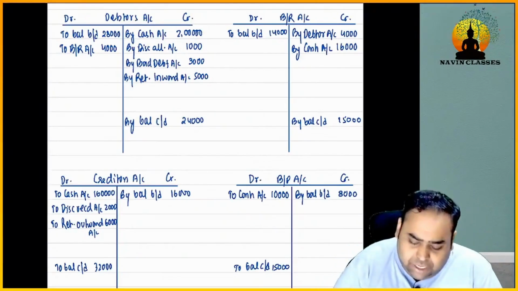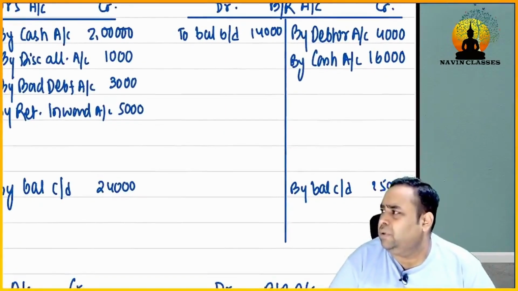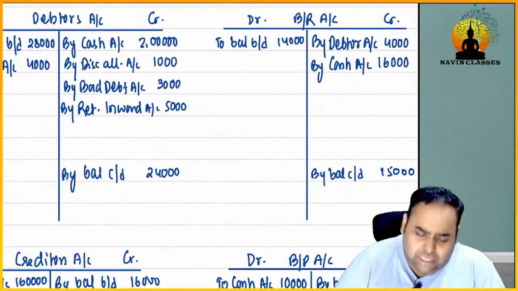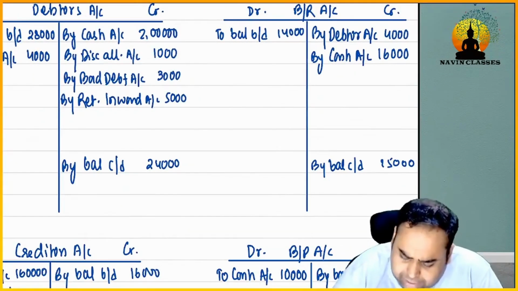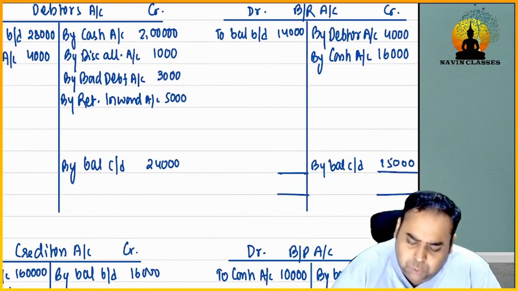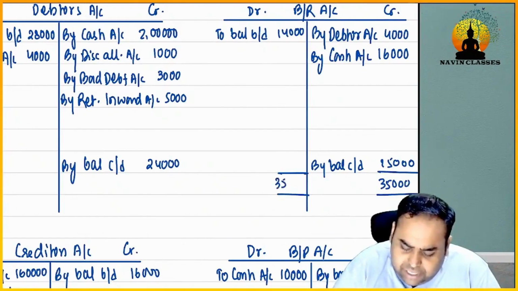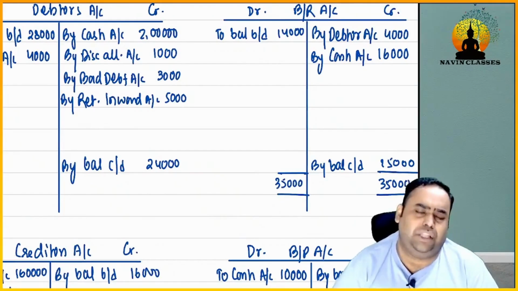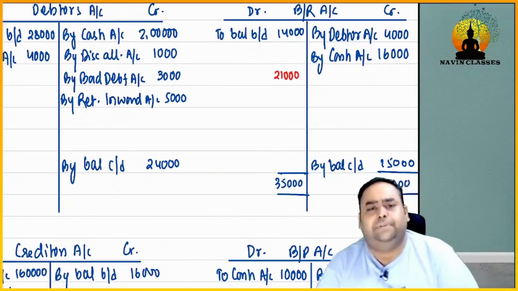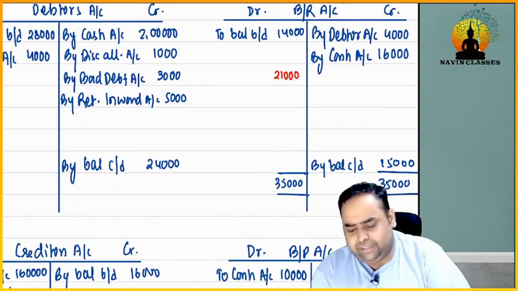First, go to the bills receivable account. Take a look at the bills receivable account and see if it is tallying. Pay attention. On the credit side, the total that we are getting is 35,000, but on the debit side, the amount is 14,000 only. So there is a difference of 21,000 on the debit side.